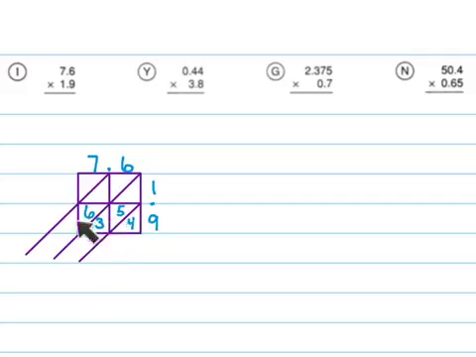Now that I have filled this bottom row, I go up to the next one. Then I have 1 times 6. 1 times 6 is 6. And then I'm going to put a 0 because there's no numbers in the tens. Then I go 1 times 7 is 7. And the 0. Now that I have this, I'm going to ignore these numbers on the outside. I don't need to worry about them right now. Now I'm going to add.